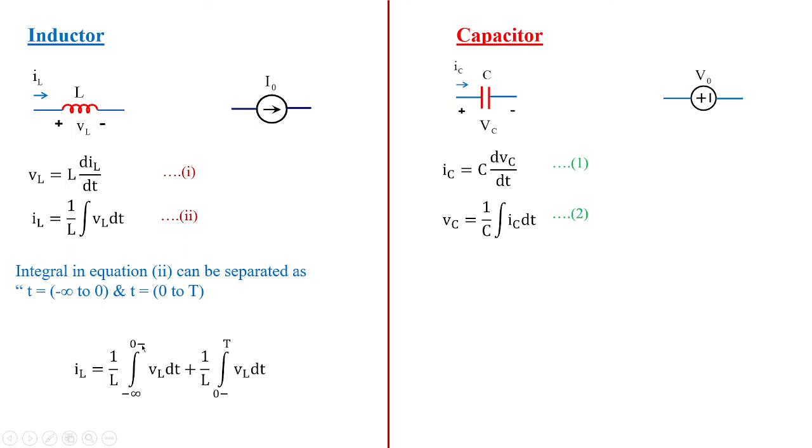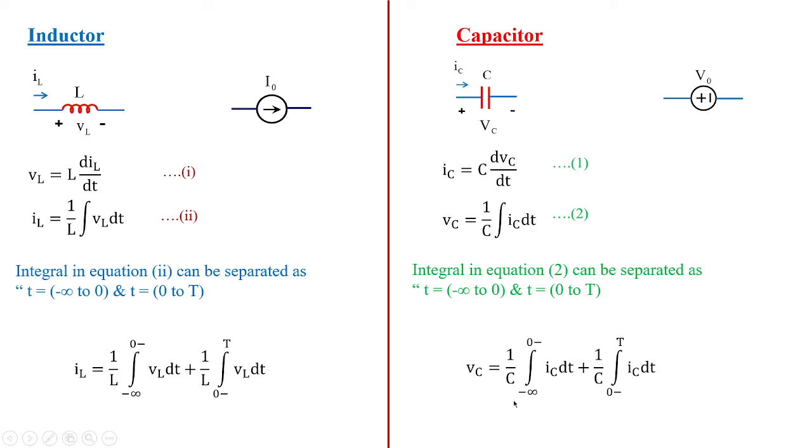0 minus indicates just before the switching case, plus 1 by L integral 0 minus to t VL dt, after the switching case. So this is the equation for current for an inductor. Similarly, we can apply the same logic for a capacitor by taking the integral in equation 2 and separating the t values from minus infinity to 0 and 0 to t, as Vc is equal to 1 by C integral minus infinity to 0 minus Ic dt plus 1 by C integral 0 minus to t Ic dt. So these basic formulas you should know before dealing with the transient analysis.